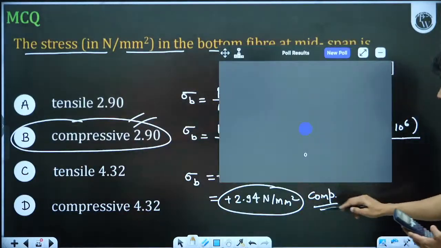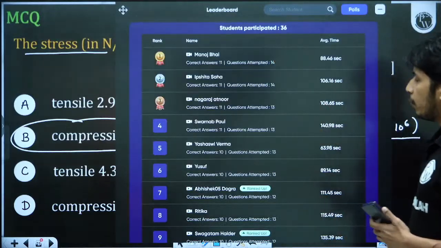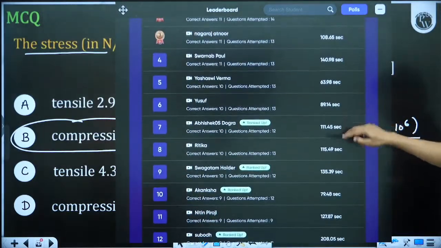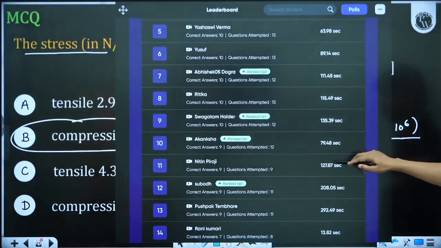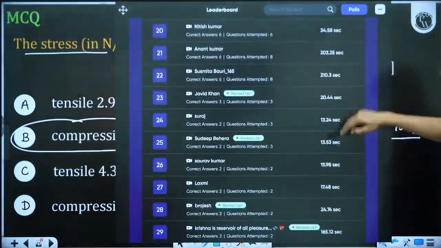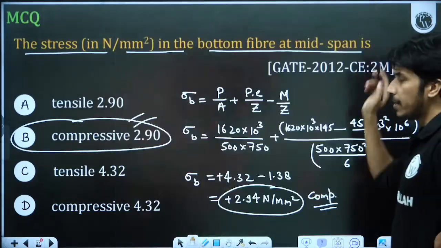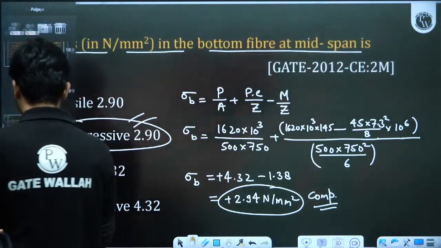Now let's see the final poll. What is the leaderboard final? So Manoj, Ipsita, Nagraj are top 3. Then 4 is Swarnab Paul, 5 is Asashri, 6 is Yusuf, 7 is Abhishek Dogra, 8 is Ritika, 9 is Swagatam, 10 is Akanksha, and then from 11, Nitin to Vasu, there are 11 to 36. This is the leaderboard of today's class. Yes, E was remaining, so I have put that E.